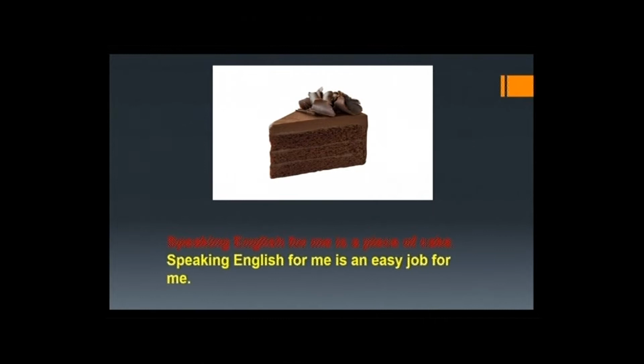Like if anybody asks you, can you do this work? Definitely it's a mere piece of cake. So if we say that it is easy for me, it's again a basic level.